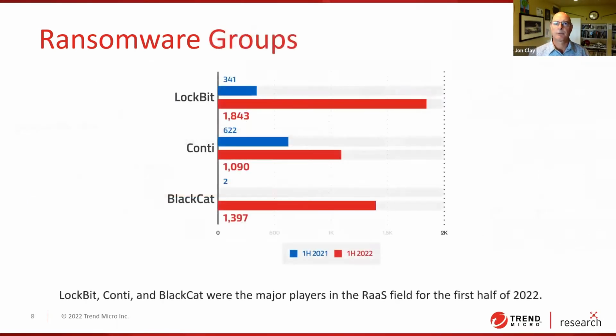Now you can see there were three real key groups out there: Lockbit, Conti, and Black Cat. They were the top three that we saw detecting and infecting organizations, and you can see their growth year over year. In the first half, we saw big growth. Black Cat actually started in 2022, so they didn't have a 2021 number because they're new to the scene. These three groups were pretty significant in terms of the victims they were targeting.